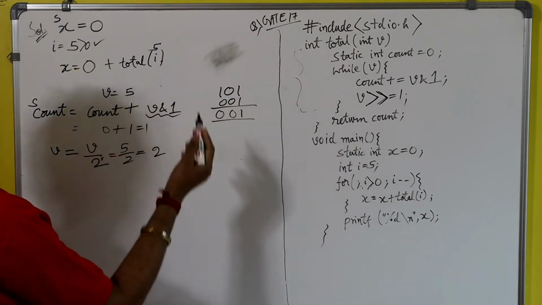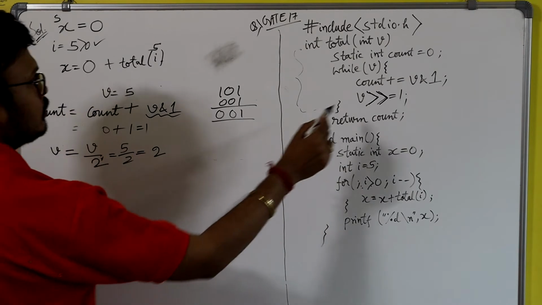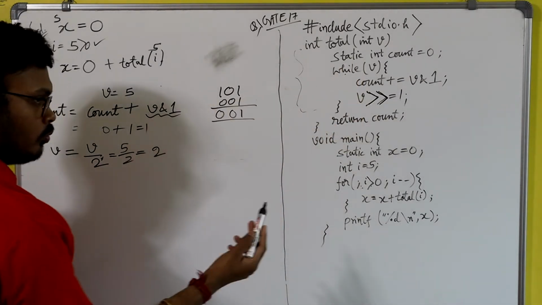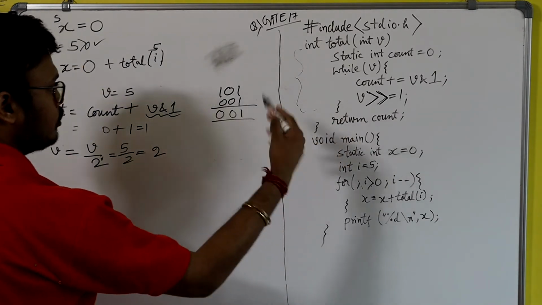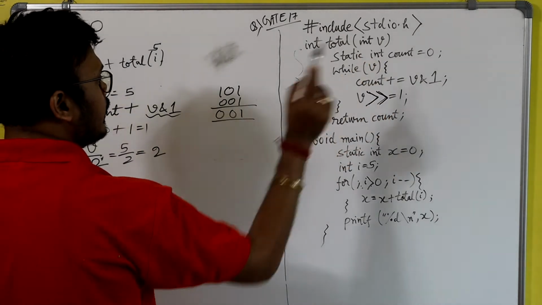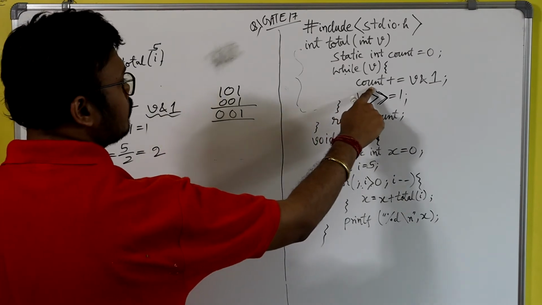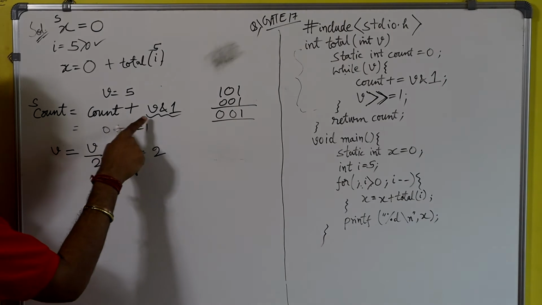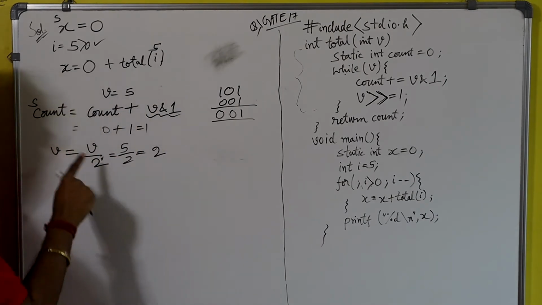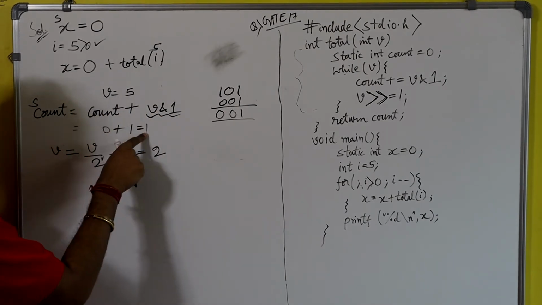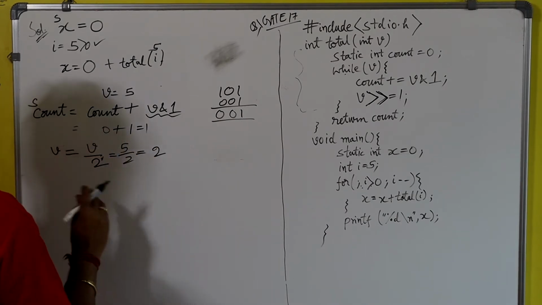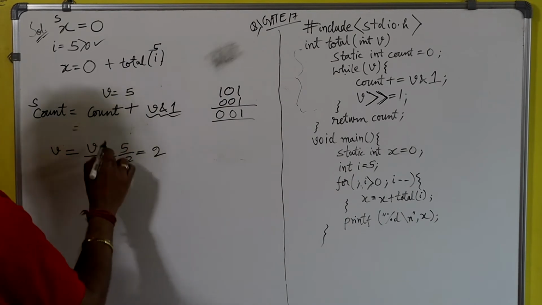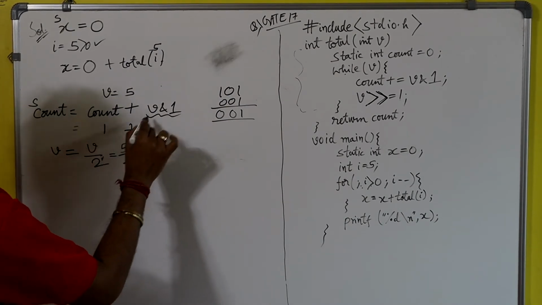So now again let's come to the while loop. Since the value of v is 2, while 2 is a true statement. So now it will again enter the while loop, and this line will execute. Count is equal to count plus v and 1. This time the value of count is 1. So in place of count I will write 1, 1 plus v and 1.